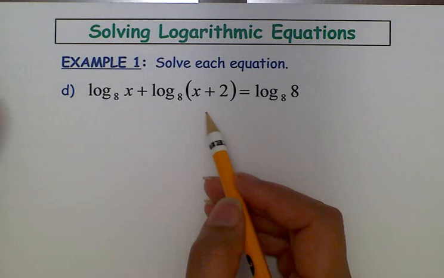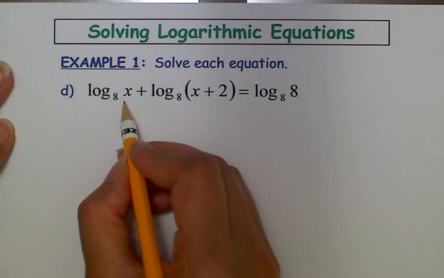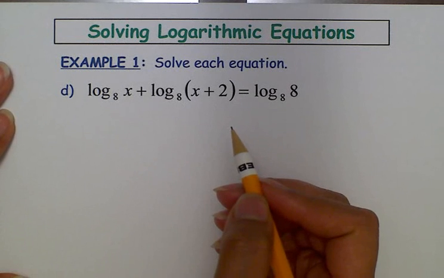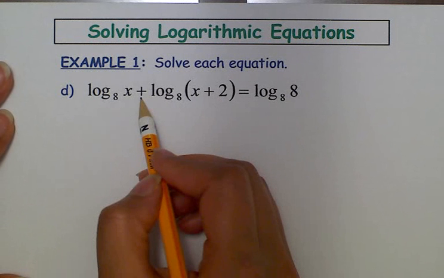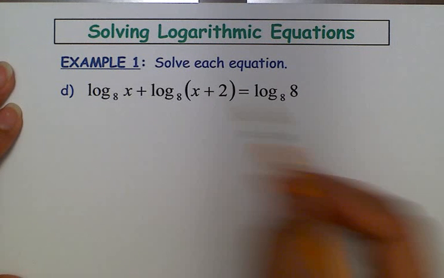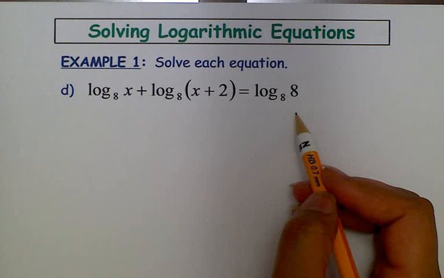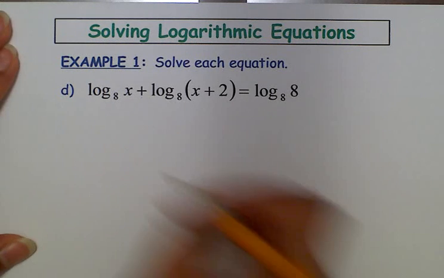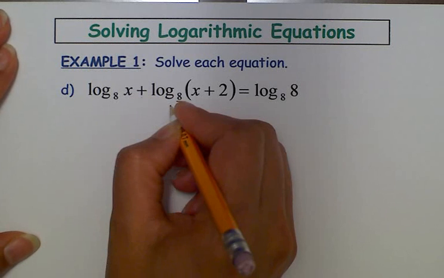On the left-hand side, what I'll use is the product law of logarithms. Since I'm adding two logarithms, I can use the product law. On the right-hand side, I just have a number, so I'm going to leave it the way it is. And again, I'm going to use that property that we mentioned earlier, where if you have the log of one thing equal to the log of another thing, then you know that the two parts are equal to each other. Let's start by applying the product law of logarithms.